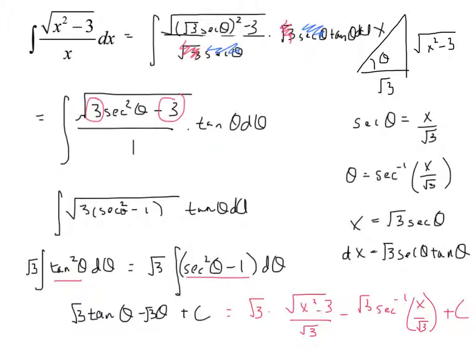Now I've kind of run out of room. You know, you'll notice that these two will cancel. This is your final answer right here. Okay, it's the square root of x squared minus 3 minus the square root of 3 inverse secant of x over the square root of 3 plus a constant.